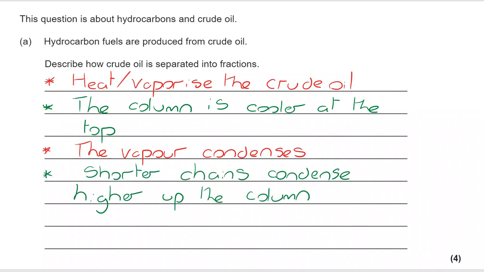And longer chains will condense lower down the column where it's hotter, whereas shorter chains can rise higher up the column before they condense. And it's those steps that allow us to separate crude oil into the fractions.